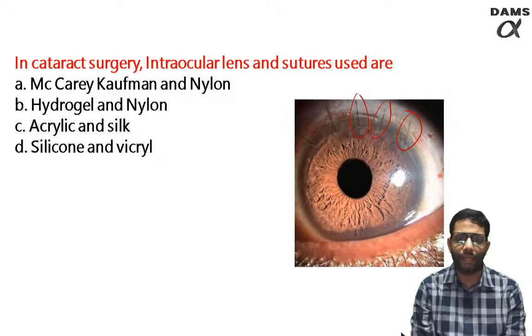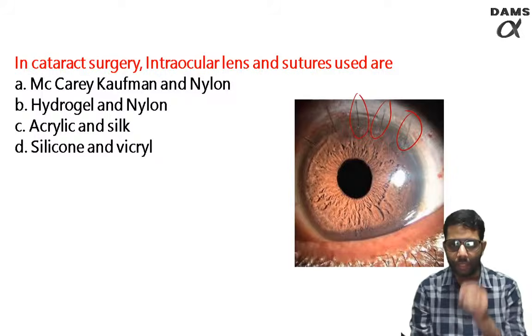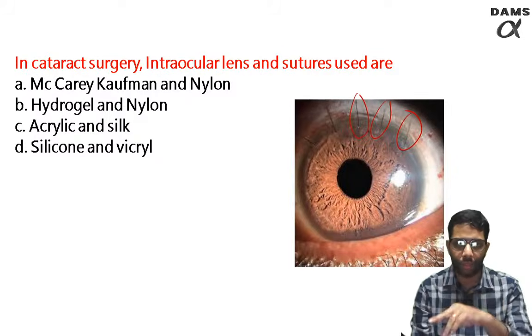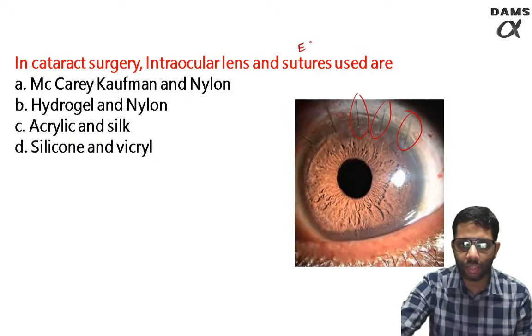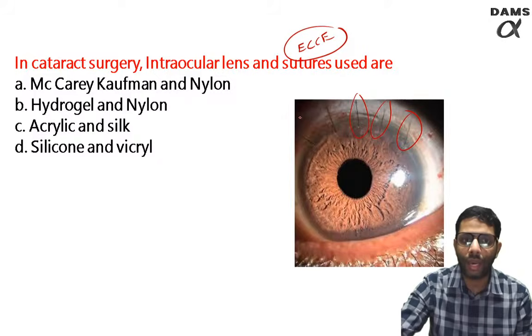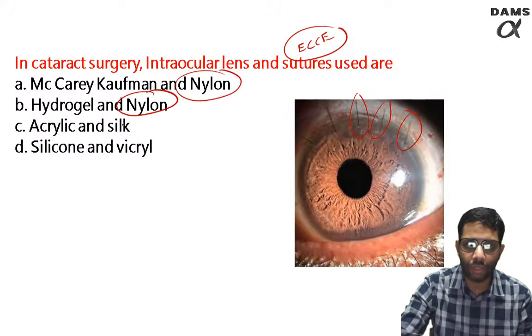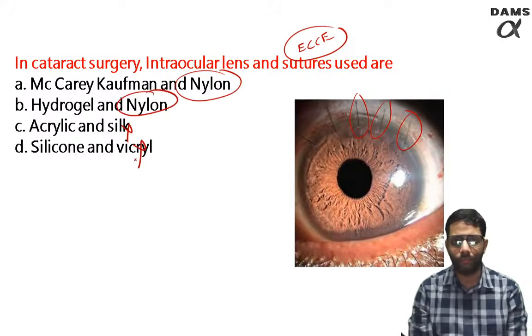Of course, it can be any cataract surgery, but if so many sutures are there, it might be a long incision one, maybe extra, and it is at the limbus. So mostly it is an extracapsular cataract extraction being done, and the sutures used are nylon sutures. So nylon is the answer, so options C and D are ruled out.